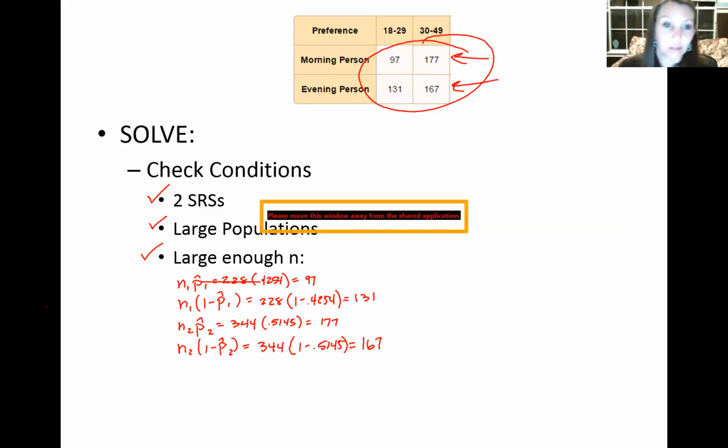All right, so we finally got done checking all the conditions. We're ready to get to the meat of the problem, which is where we calculate the test statistic. So we're looking at a 2 sample Z statistic for proportions.